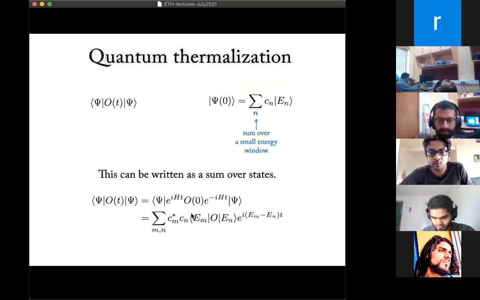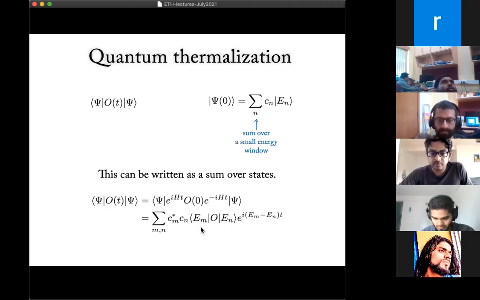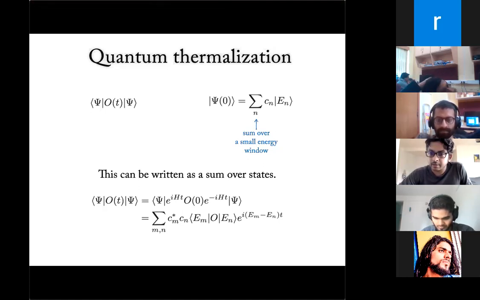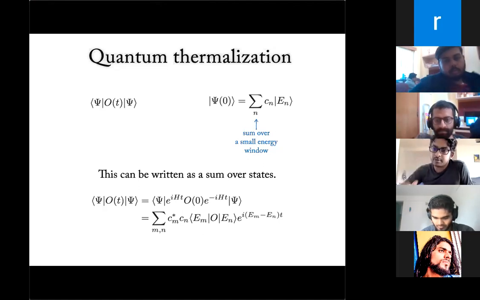The only thing I'm trying to demand is that these diagonal matrix elements should be sharply peaked about the mean. That's it. If you have that, then you can erase the memory of the initial state. Okay, I see. So you're saying even in a unitary process, this is a way we can delete the memory. Yes, that is a nice way to think about it. This allows unitary evolution, and even then you can erase the details of the memory.